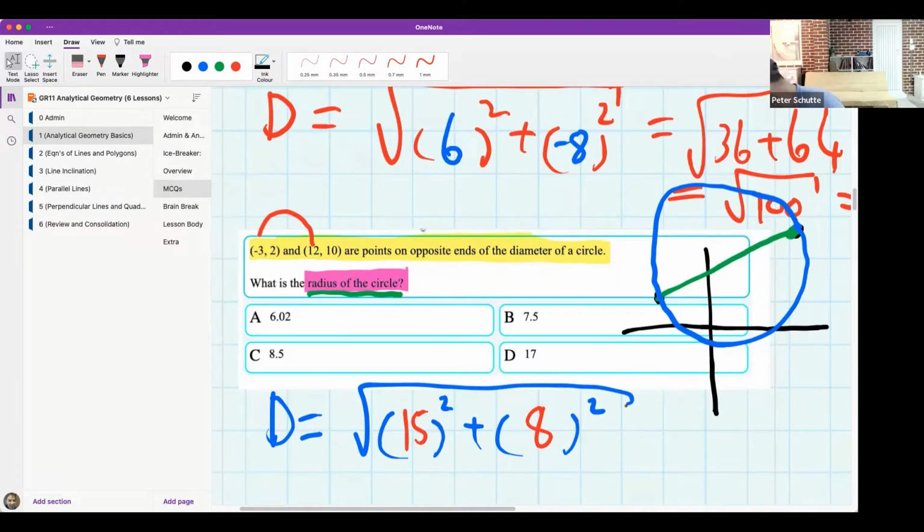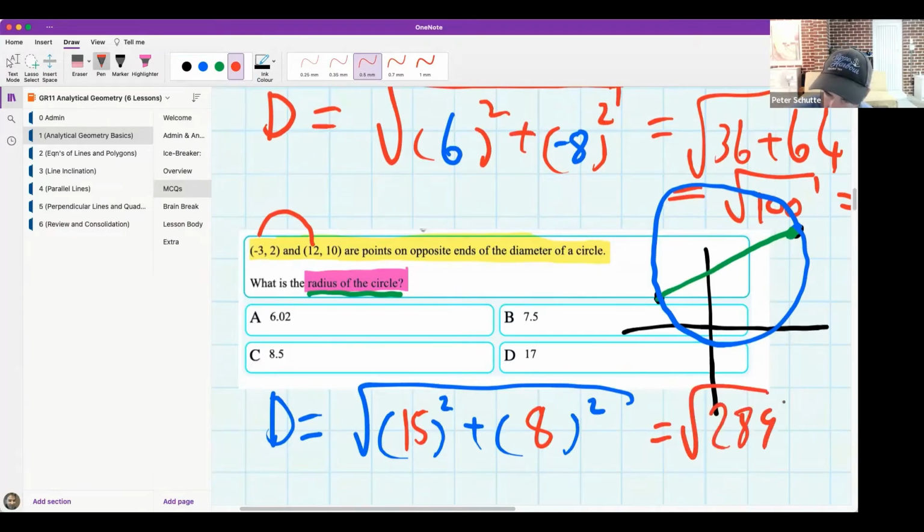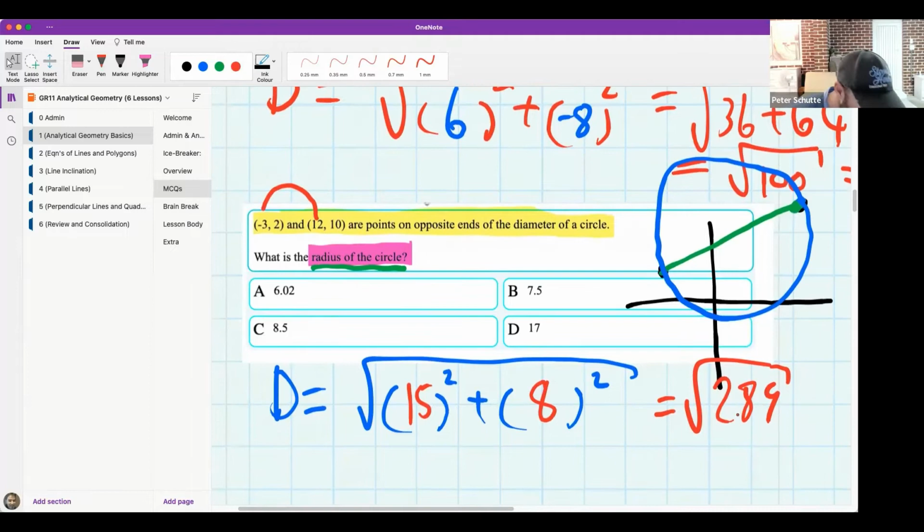But now we need to do a little something more because we're not quite done. And to be honest, I wouldn't be afraid of using your calculators when you need to. So here, 15 squared plus 8 squared gives me 289. So I need to get the square root of 289, which is 17. But I don't see 17 as an answer here. Well, actually, I do see it, but it's not the right answer. So why is 17 not the answer?